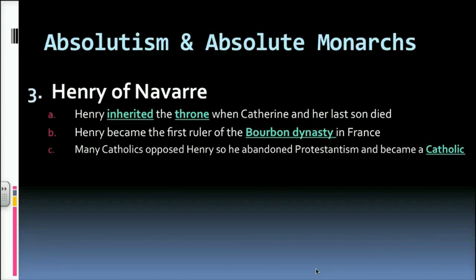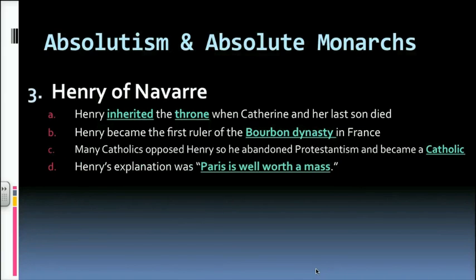So many Catholics opposed Henry, so Henry decides that he's going to abandon Protestantism and become a Catholic. He's doing that because he sees it as the politically smart move. To be more like the people, he's going to switch religions. His explanation for all of this was, "Paris, the heart of France, Paris is well worth a mass." Mass is the word they use in the Catholic Church when you go to church. So he's basically saying it's worth it for me to go worship in the Catholic manner because that's what the people want from me. I'm going to make more people happy if I go to their side.